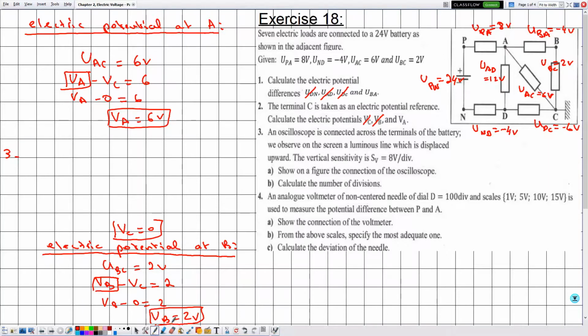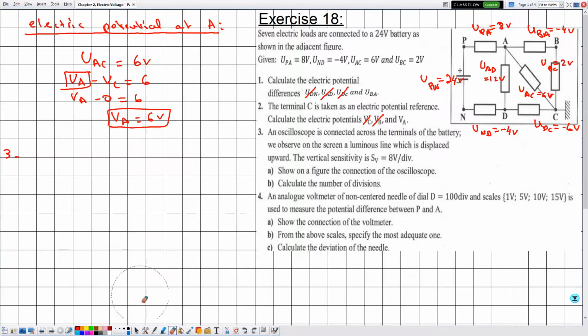Now in number 3, they are telling me an oscilloscope is connected across the terminals of the battery. So in this case, the oscilloscope will either measure UPN or UNP, and this is determined by the connections of the oscilloscope. We observe on the screen a luminous line which is displaced upward, which means that it's measuring a positive voltage, and the vertical sensitivity is given by 8 volts per division.